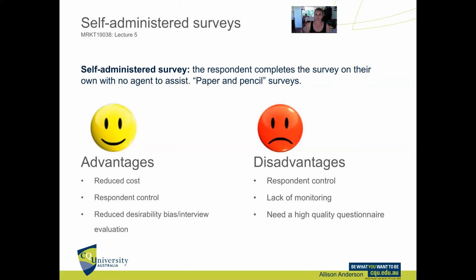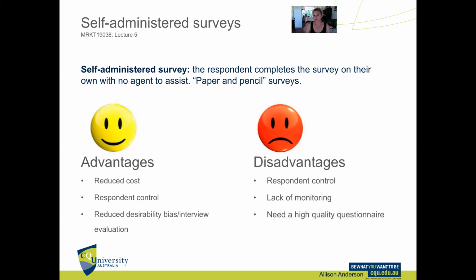The advantages of this is that there's a reduced cost. I don't have to stand there and interview every single person. I can get 50 interviews in about 2 hours, 50 surveys completed in about 2 hours. The respondent has control, and there's a reduced desirability bias because I don't know which one's whose survey, so they'll usually put in probably more honest responses.